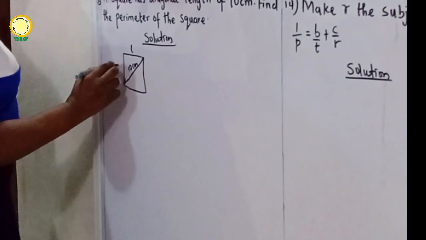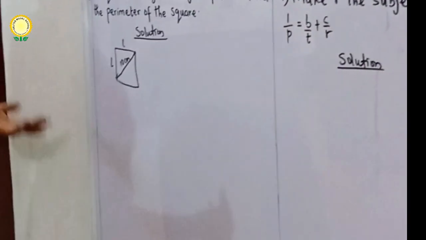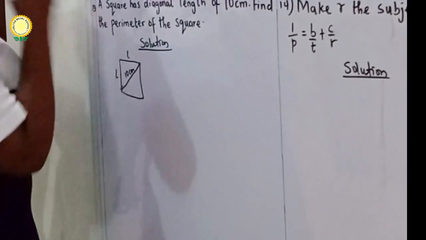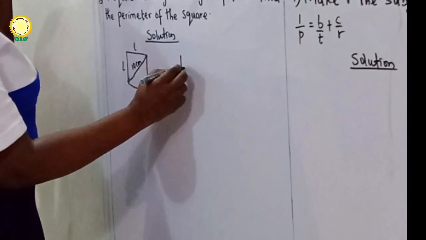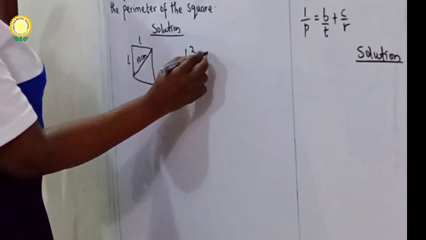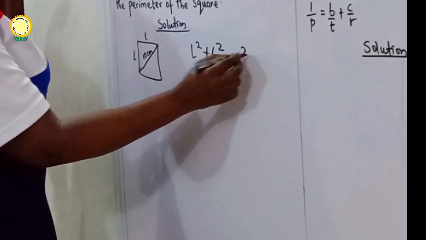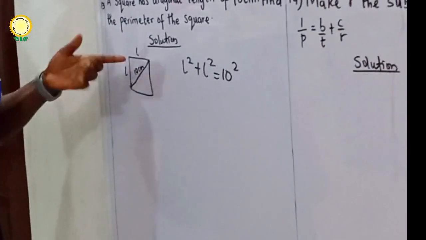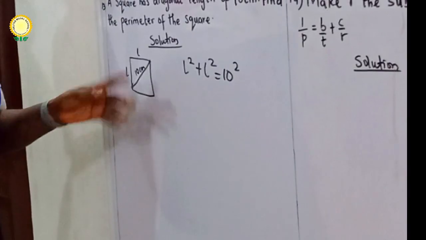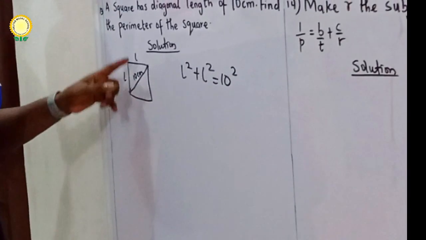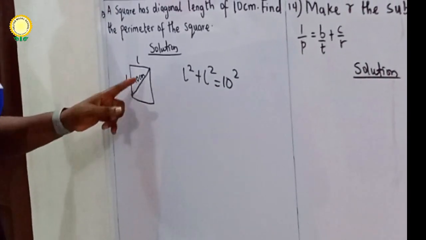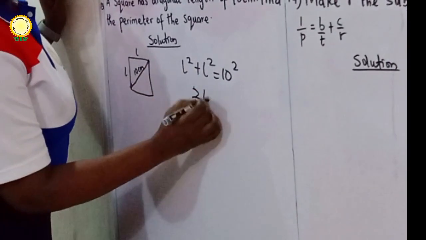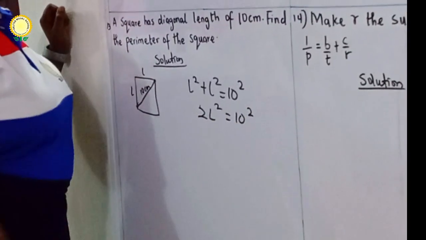Because it's a square, it means that all sides are equal. So how do we find the length? We can use Pythagoras theorem to find the length. So we have L squared plus L squared equals 10 squared. Remember, Pythagoras theorem applies to a right angle triangle. This is a right angle triangle because it's a square. We have 2 right angle triangles here. So L squared plus L squared equals the third side squared. Alright, so we have 2L squared equals 10 squared.